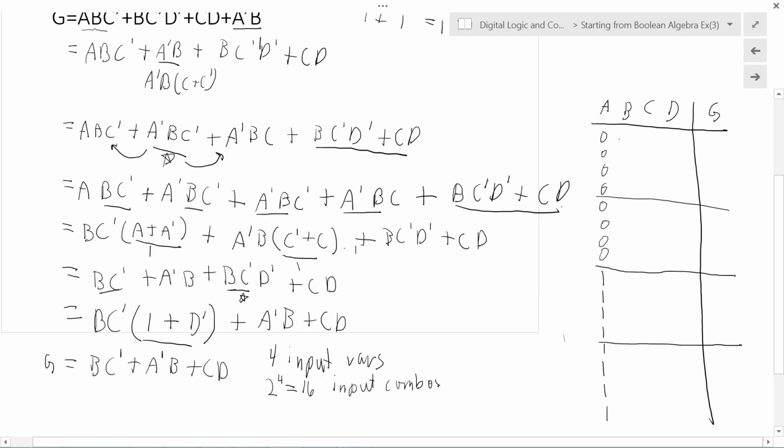Now B should have 8 zeros and 8 ones. We will go by 4s. 0, 0, 0, 0, 1, 1, 1, 1, 0, 0, 0, 0, 1, 1, 1, 1. By 2s for C. 0, 0, 1, 1, 0, 0, 1, 1, 0, 0, 1, 1, 0, 0, 1, 1. And finally, alternating every entry for D. 0, 1, 0, 1, 0, 1, 0, 1, etc.